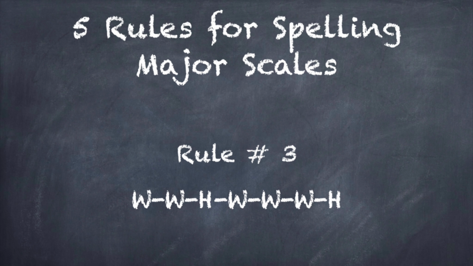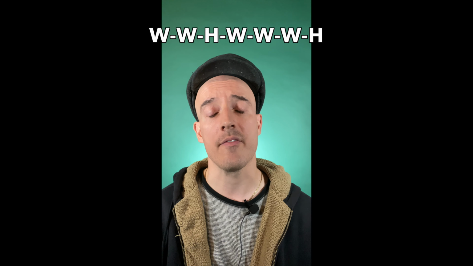Rule number 3, use the intervallic pattern of whole step, half step, whole step, half step. In other words, use whole, half, whole, half. So starting from the root note, you have to measure out a whole step, and then from there you measure out another whole step, and then half step, then whole step, half step. Let's try that out right now actually with C major.